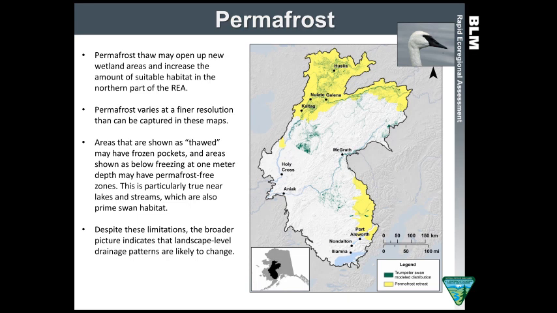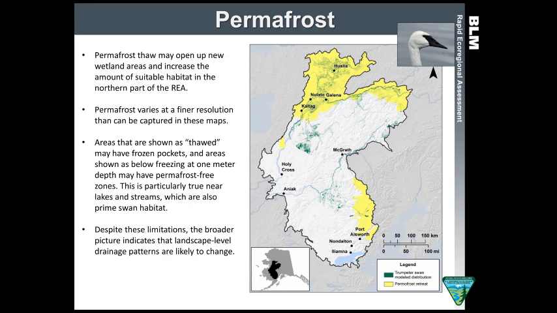So this is just a map. The green is the current distribution of trumpeter swans, and it's overlain by the areas where we expect permafrost retreat, which are those yellow areas. Permafrost thaw or retreat may open up new wetland areas and increase the amount of suitable habitat for swans, particularly in the northern part of the REA.